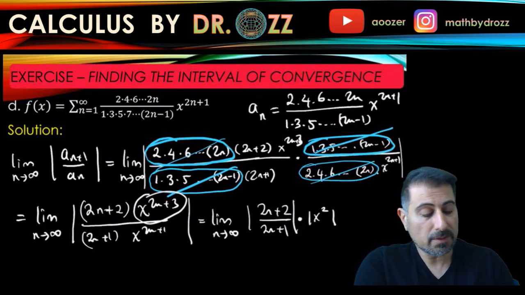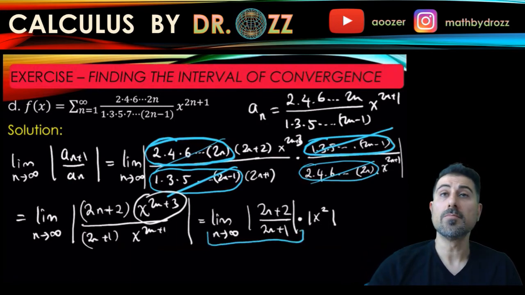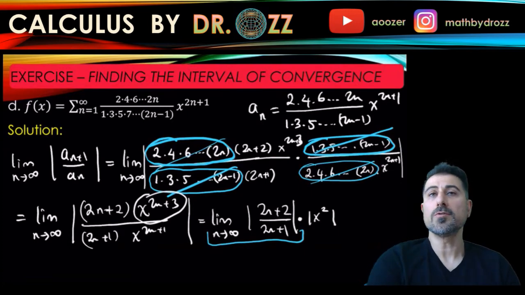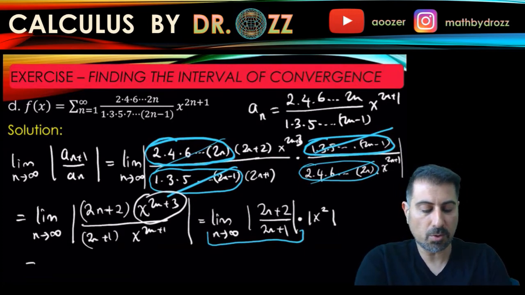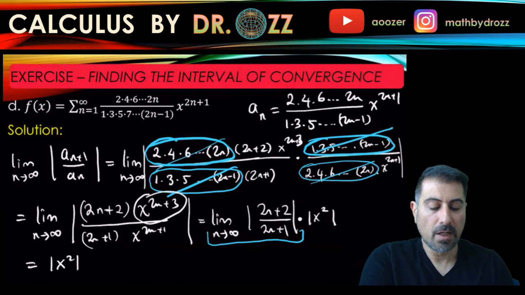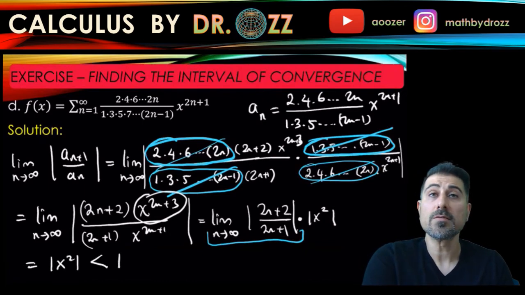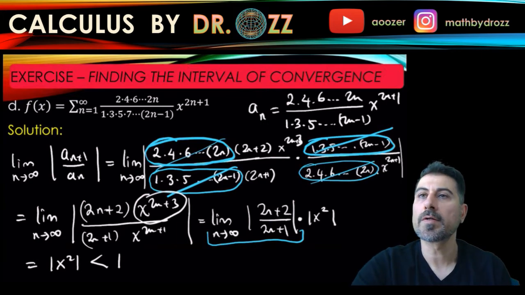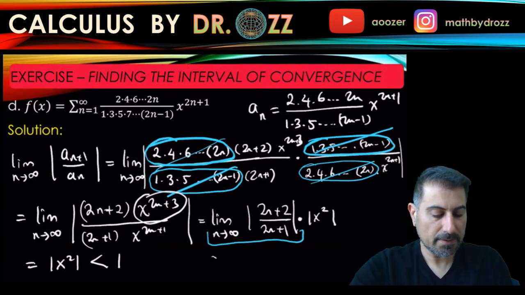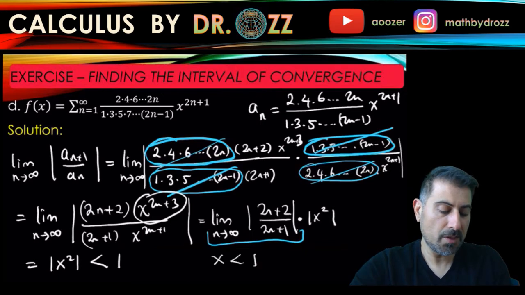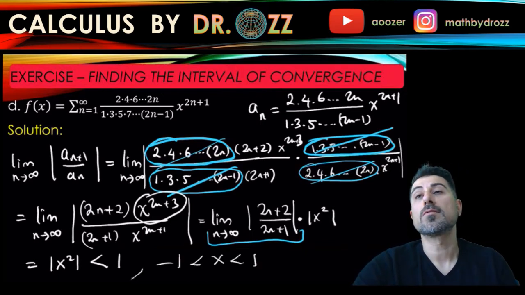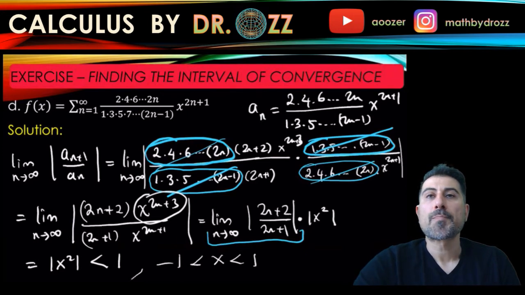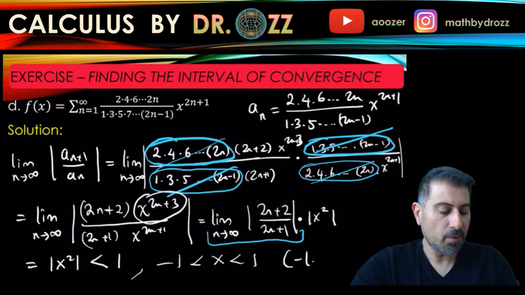So now I need to worry about this limit. And you can apply L'Hopital's rule if you want to. And the limit is going to be 2 over 2, which is 1. So here we go. So this total limit is going to be x squared. And I want this to be less than 1, right? Okay, so this implies that x is in between negative 1 and 1. All right, so I got the interval negative 1 to 1.